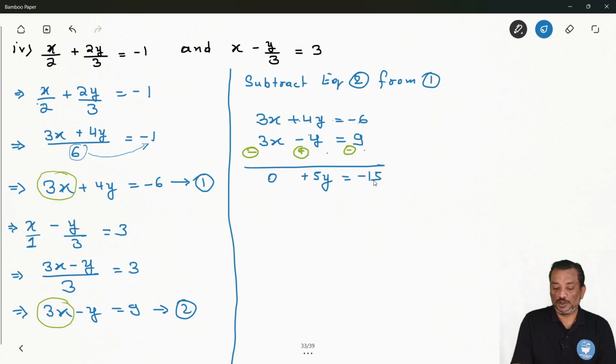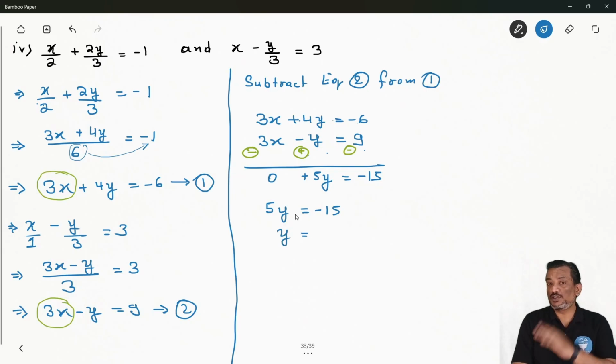You will get how much? Minus 15. So now we can say here 5y is equal to minus 15. So 5y is equal to minus 15. So we can say y is equal to, 5 is multiplying, so it will transpose. So what it will do? It will divide. So minus 15 over 5, you will get how much? Minus 3. अब आपका y का वैल्यू निकल गया.